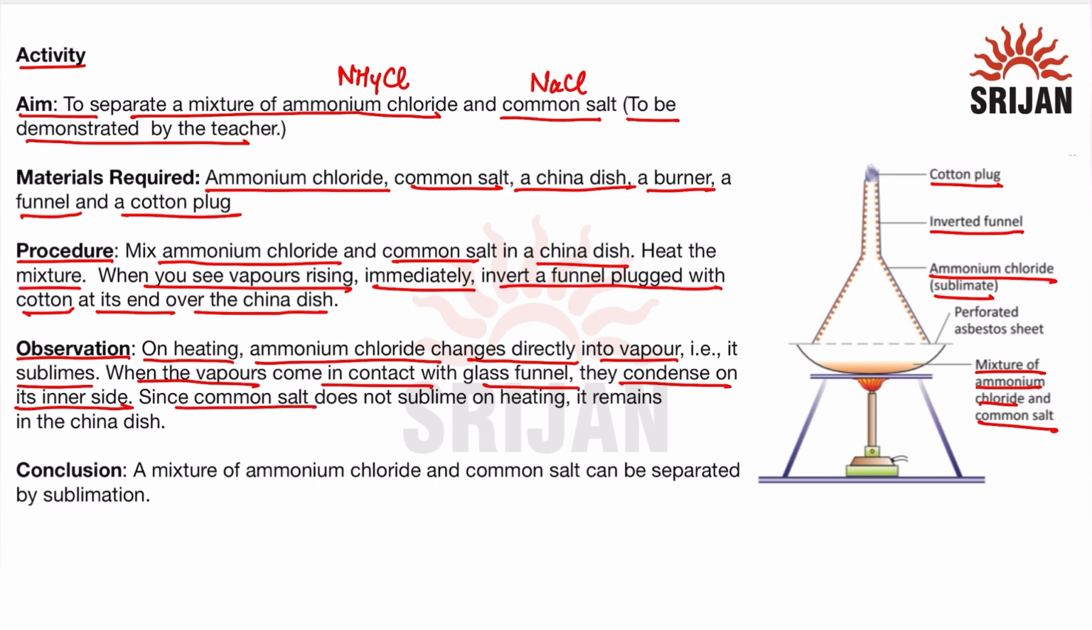And since common salt does not sublime on heating, it remains in the china dish. So the common salt is not a sublimable substance, so it will remain in the china dish. The conclusion of this activity is that the mixture of ammonium chloride and common salt can be separated by sublimation, because even if only one substance is sublimable, we can separate both of the substances.